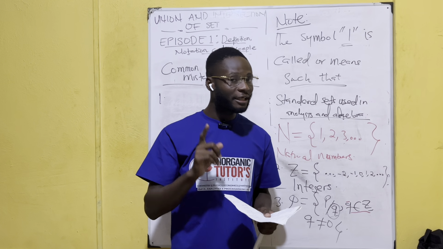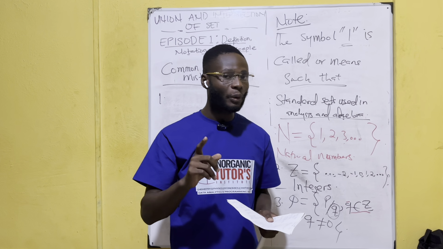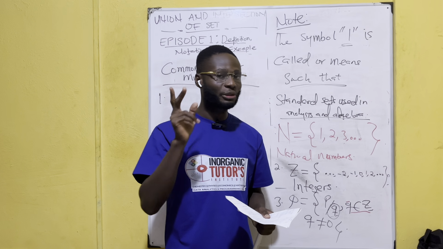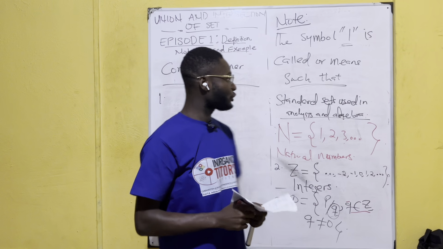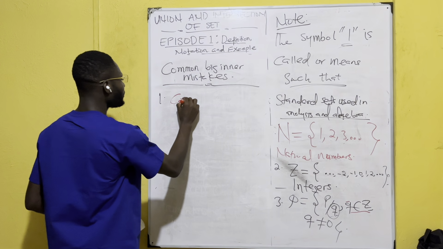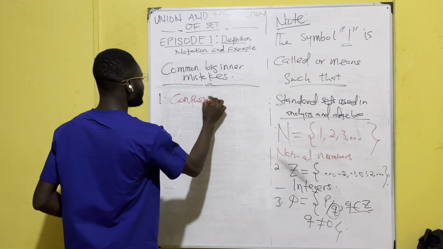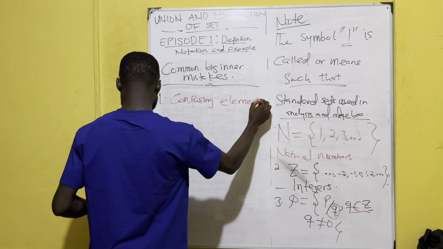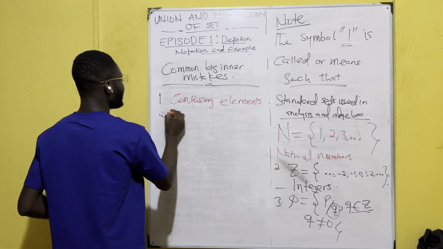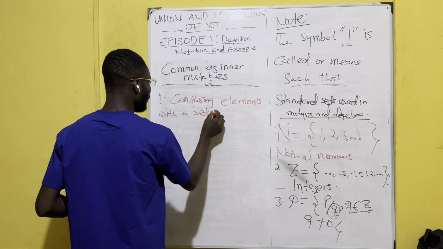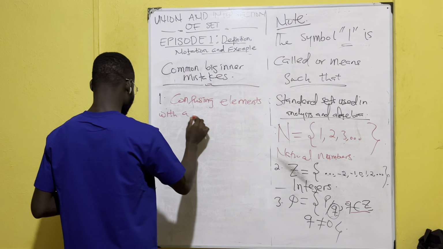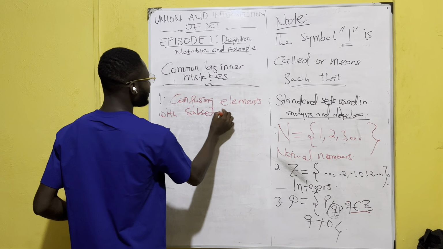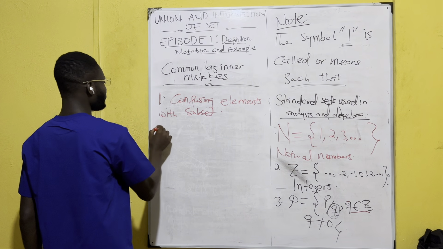So from the beginning, you see the way I stress on the word element and a set. There is a big difference, a vast difference between a set and an element, right? So the first mistake is confusing an element with a set, or confusing an element with a subset.